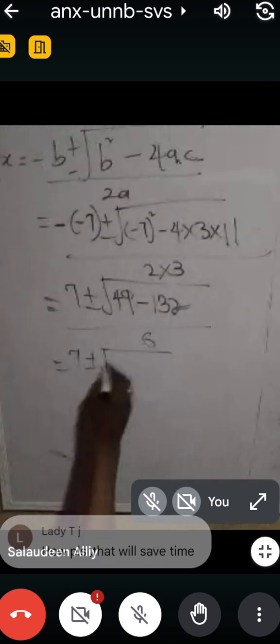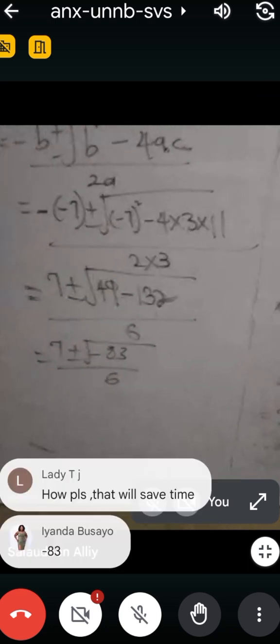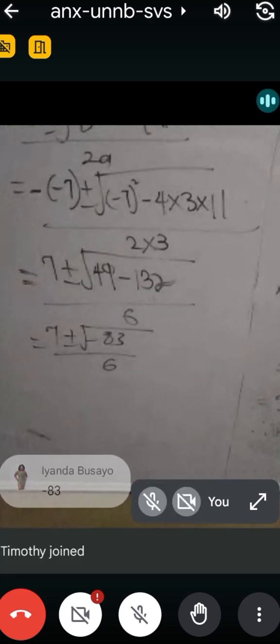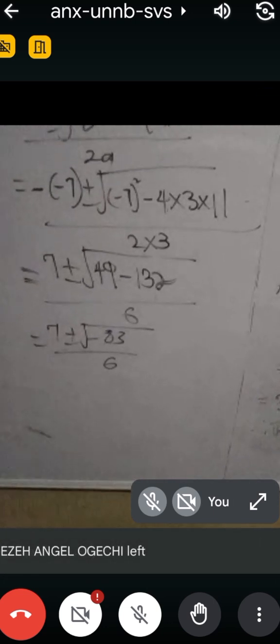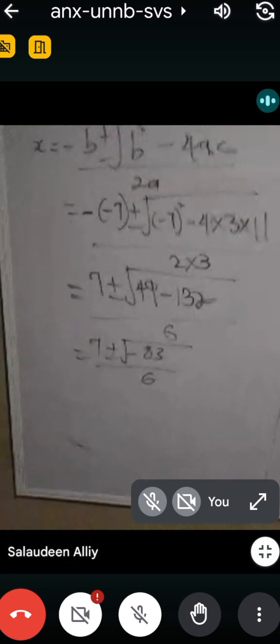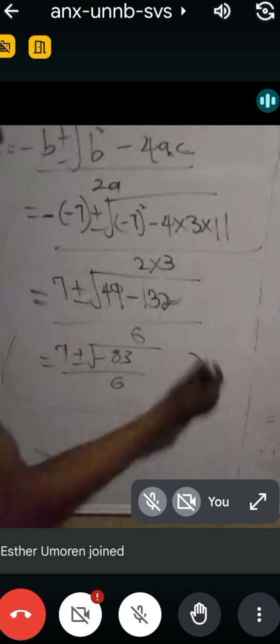Now I need to use my phone. Minus 83, minus 83 over 6. So the square root of minus 83. People will say impossible. It will be 83i, so it has turned to a complex number. Let us stop here for this equation.